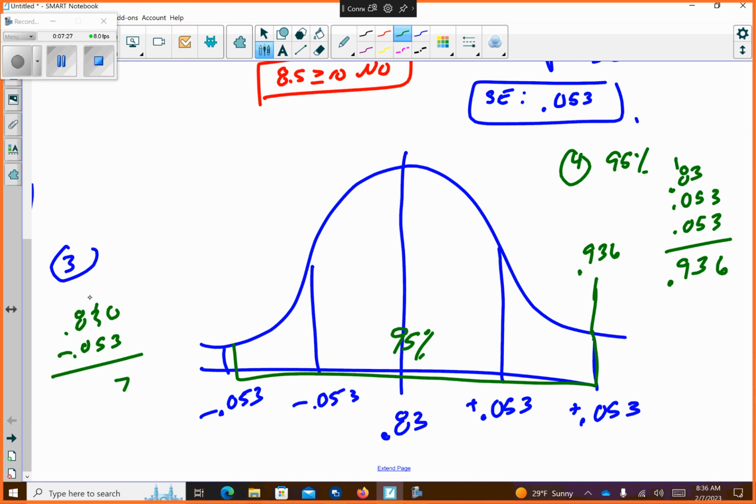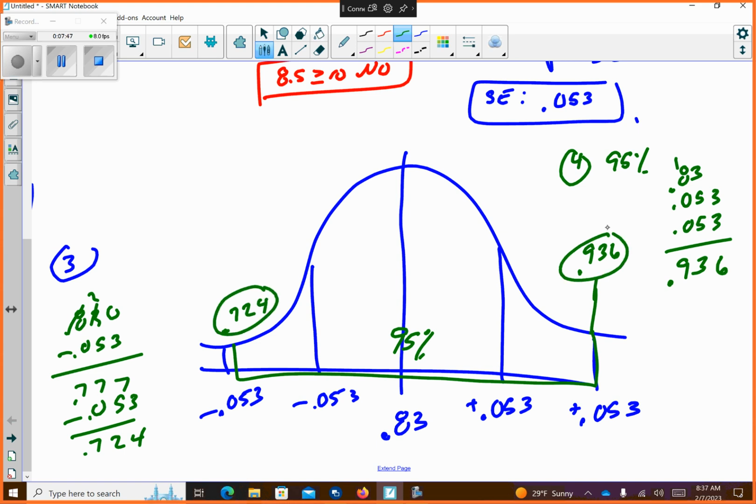That's 7, that's a 2, that's a 7, that's a 7. Then I'm going to take another 0.053 away from that. So that's going to be a 4, a 2, 0.724. So that means that 95% of my data is going to fall between 0.724 and 0.936.